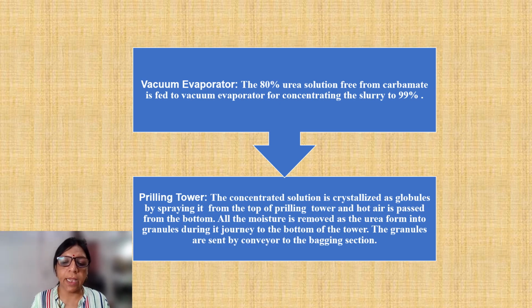The 99% urea slurry is then converted into solid form by sending it to a prilling tower. This urea solution is sprayed from the top of the prilling tower, from the bottom of which hot air is introduced. As a result, all the moisture is removed and the urea is converted into granules as it travels from top to bottom of the tower. The prills so obtained are then sent by conveyor to the bagging section for storage.